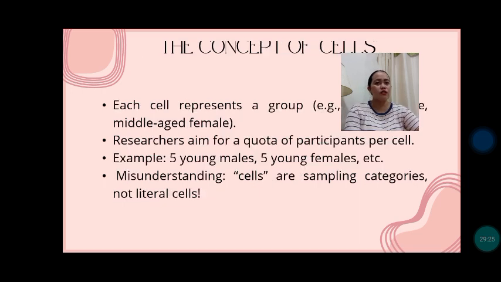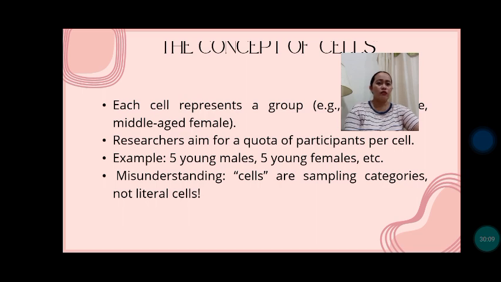Next, we also have the concept of cells. In sociolinguistic sampling, the term cell refers to a group of participants, for example, young males, middle-aged females, and so on. Researchers set quotas for each cell, for example, five people per group to ensure balance. However, one professor's students once misunderstood this and thought participants were literally put in cells before being interviewed, which of course wasn't the case. It simply means a group category in the research sample.